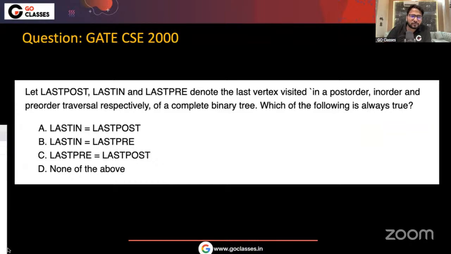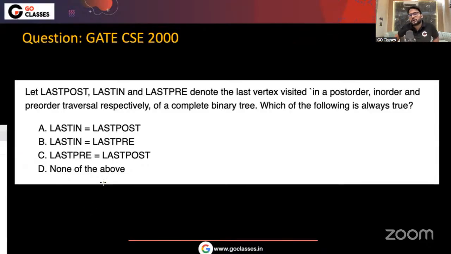Yeah, let's see this question. This is a bit interesting question. So what they're saying is, let last post, last in, and last pre denote the last vertices visited in post-order, in-order, and pre-order, respectively, in a complete binary tree. Okay, so there's a complete binary tree.